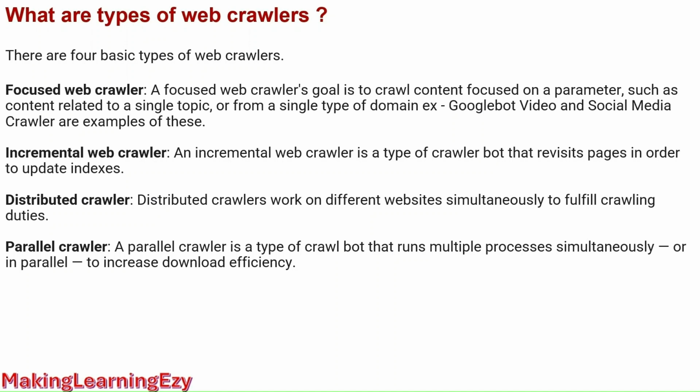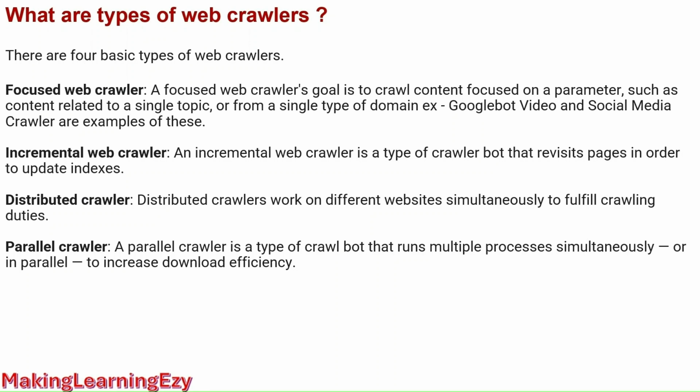Next is the incremental web crawler. An incremental web crawler is used to revisit pages in order to update the index. This type of crawler is mainly used to check if your website has updated content or any new content so that they can index the updated content.